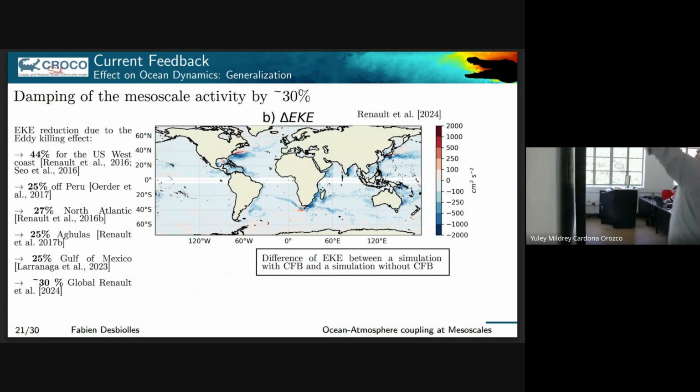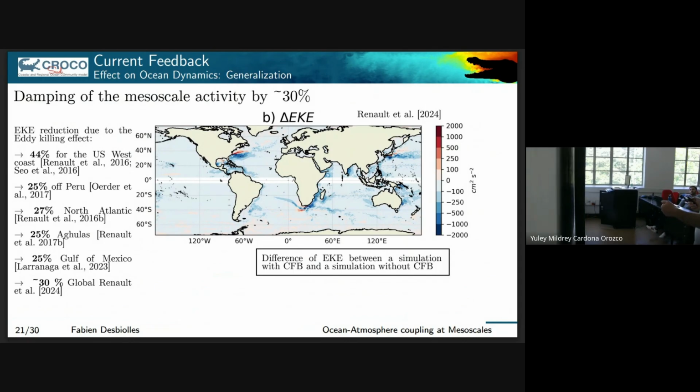And there are many studies. As I just told you, 45% at the US coast, a paper of Lionel, but also other colleagues. 25% off Peru, with a colleague of ours in Chile, Vera Order. North Atlantic, 27%. 25% for the Gulf of Mexico, for Aguilas. The main idea to remember is 30% globally. So we are dampening our mesoscale activity by 30%. This is a huge process to take into account.